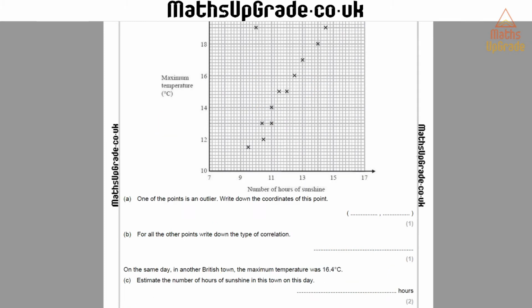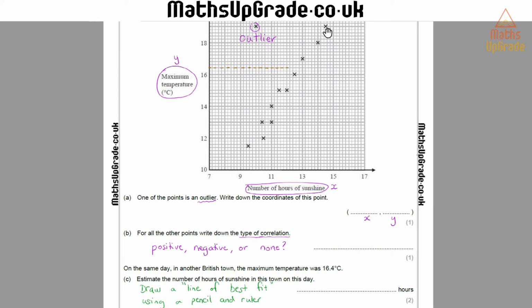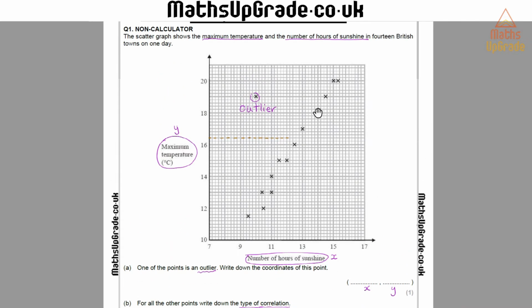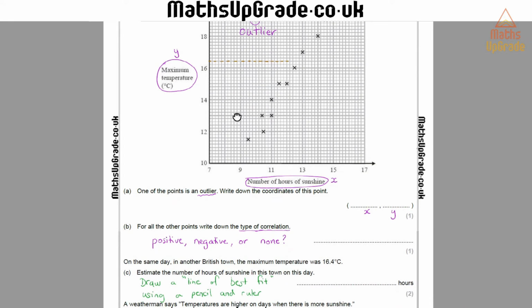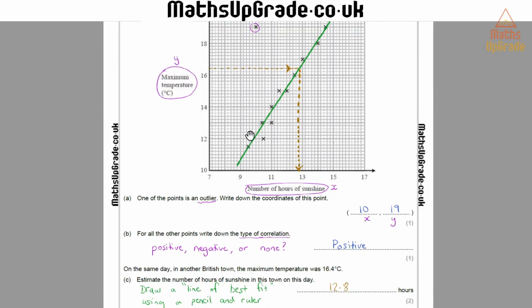In part C, we're told that in another town on the same day, the maximum temperature was 16.4 degrees Celsius. We need to estimate the number of hours of sunshine in the town on that day. So the first thing you should do is draw a line of best fit on your graph. Make sure you draw a line of best fit using a pencil and ruler. Then you need to find 16.4 degrees Celsius on this axis here for temperature and go straight across until you meet your line of best fit.